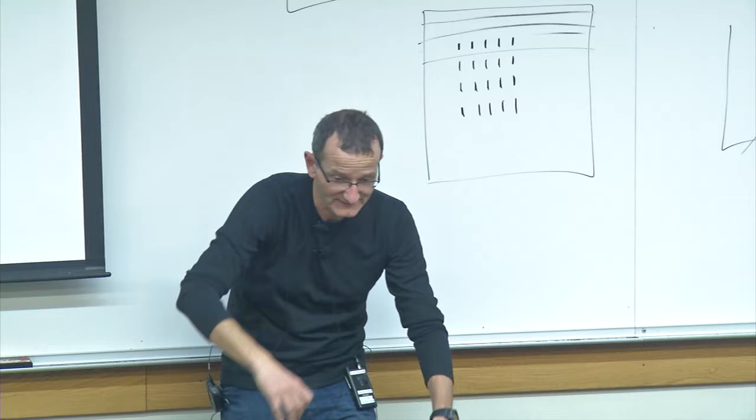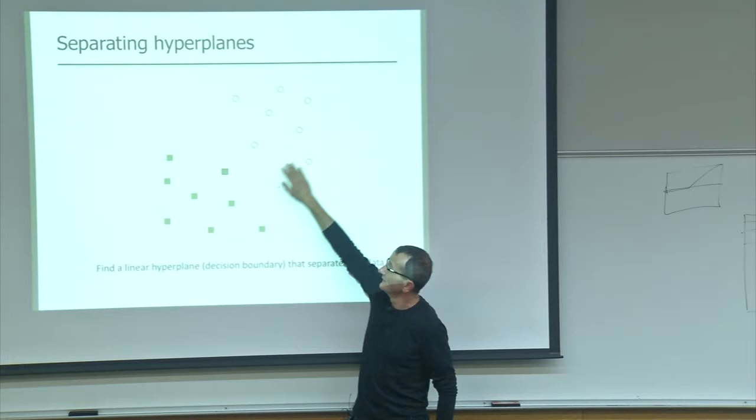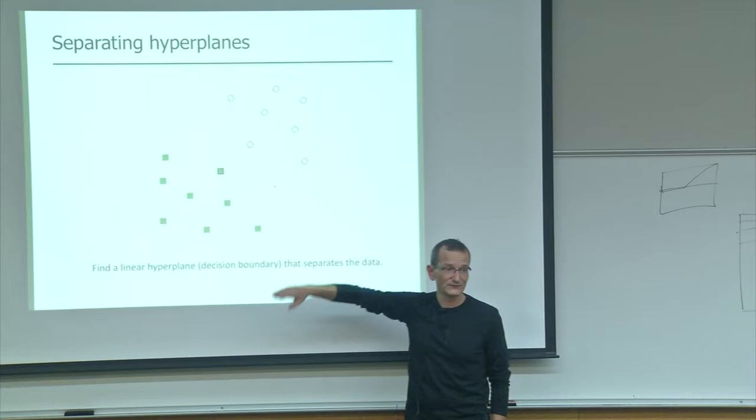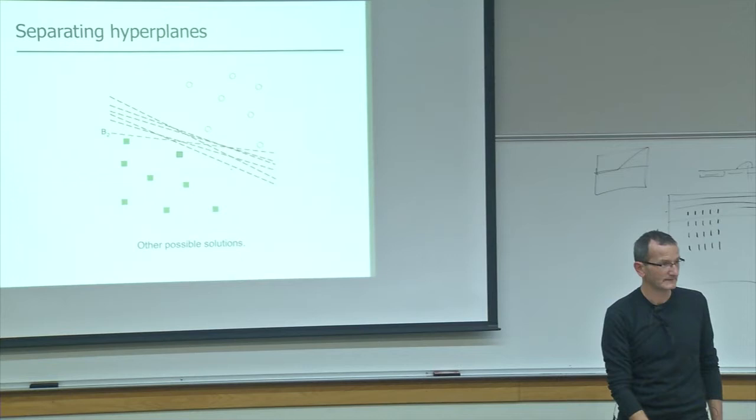So support vector machines are very simple. They start with a very simple concept, the whole idea of linear separators. Squares and circles, so you have to be consistent with my shapes. What I want to do is find a hyperplane that separates them. Those things are separable. So here's a line. Here's another line. Here's a bunch of other lines. So I have multiple lines that will separate those two.